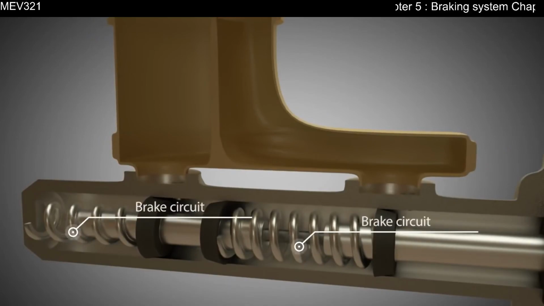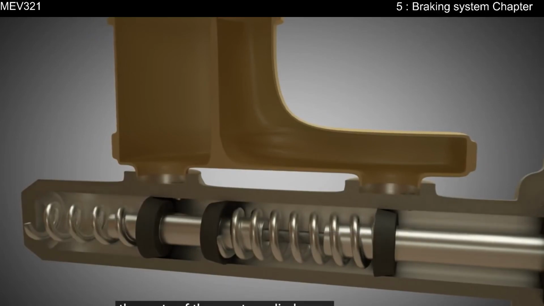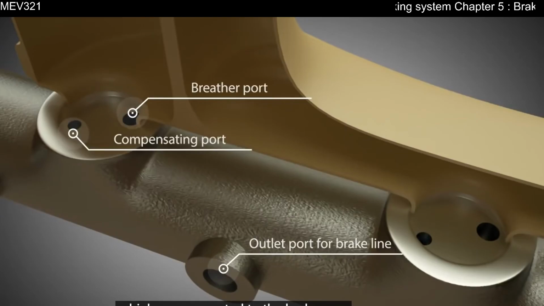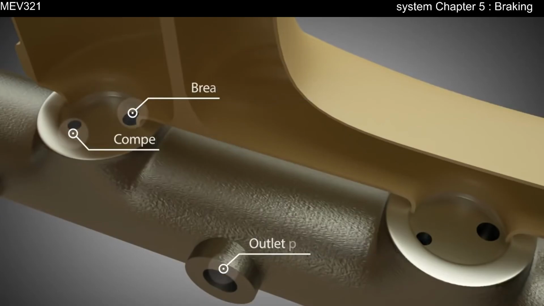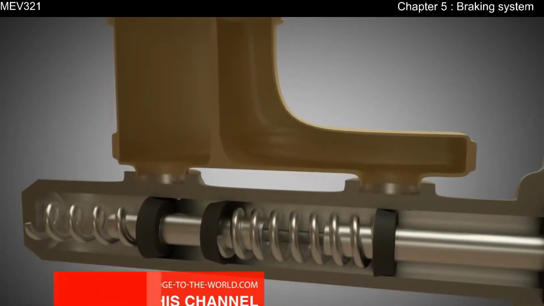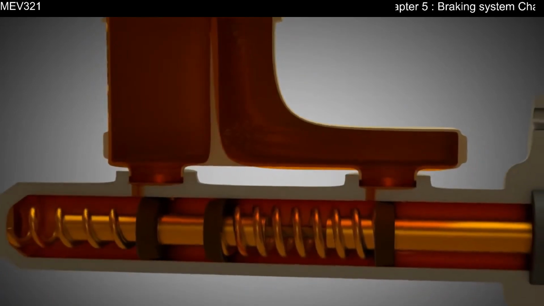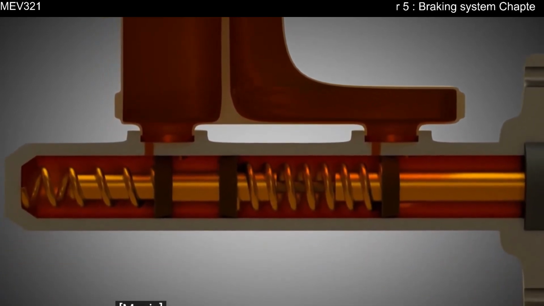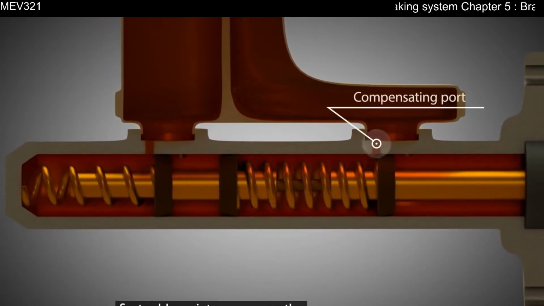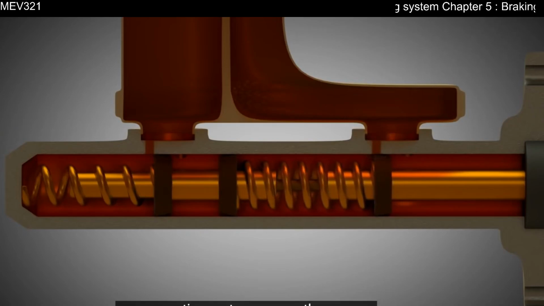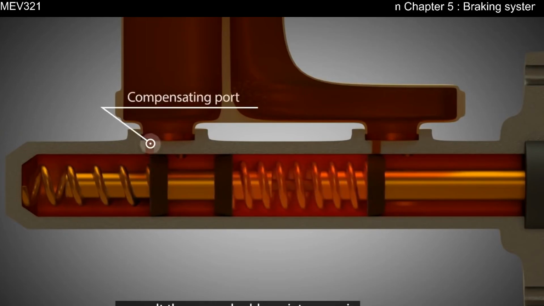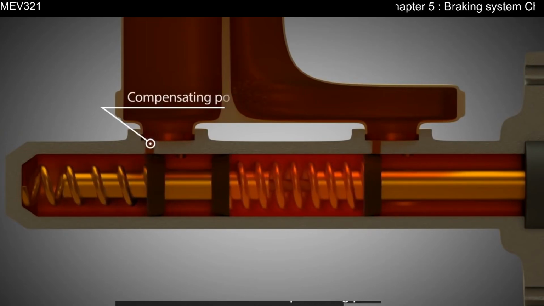The ports of the master cylinder are located in the top part of the cylinder. The outlet ports for the brake lines, which are connected to the brakes, are located on the side of the cylinder. As soon as the driver depresses the brake pedal, the push rod pushes the first rubber piston cup over the compensating port. Consequently, pressure builds up in the first brake circuit. As a result, the second rubber piston cup is moved over the second compensating port and pressure builds up in the second brake circuit.